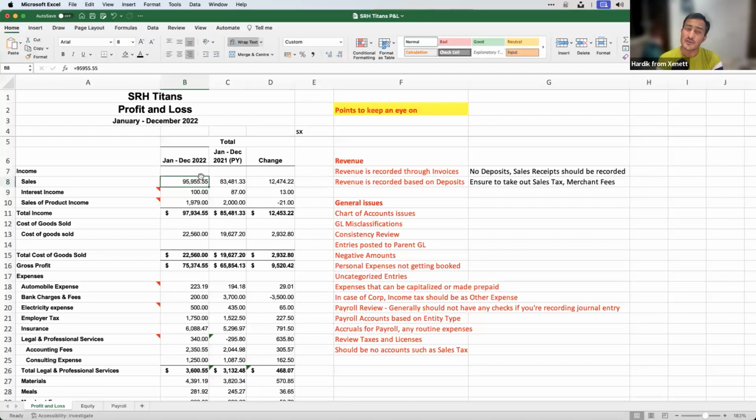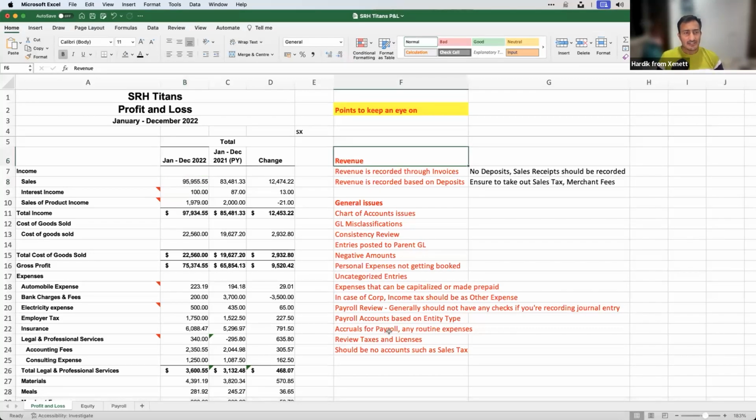So especially in case of businesses where the sales is directly being recorded based on the bank deposits, we have to keep an eye that it should not include sales tax, it should not include any sort of fees, and we should make the adjustments if that is the case, right? So that's what we generally keep an eye on when we check the revenue.